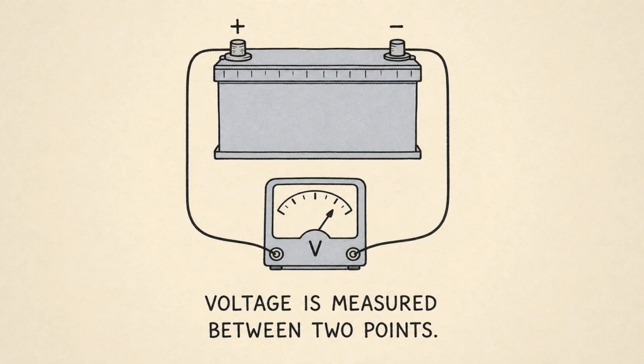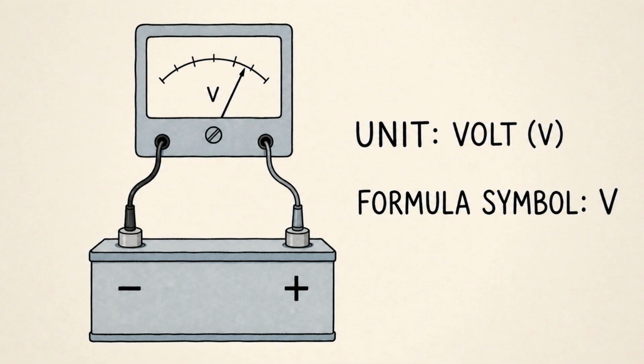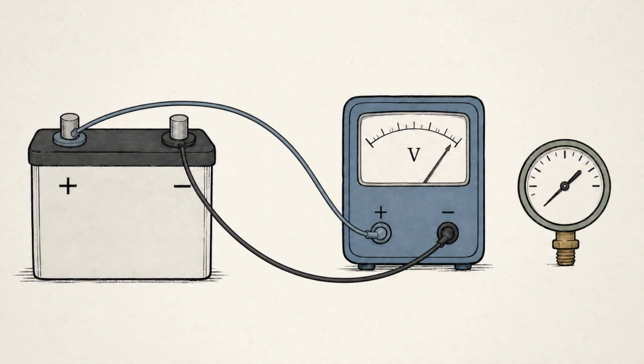Current does not flow just because a wire exists. There must be a difference in electrical potential between 2 points. That difference is called voltage. Voltage is measured in volts, written as V. The symbol used for voltage in formulas is also V. A battery provides voltage between its 2 terminals. A power supply does the same. When a circuit is connected, that voltage can cause current to flow.